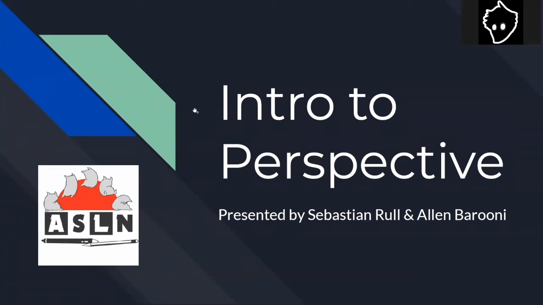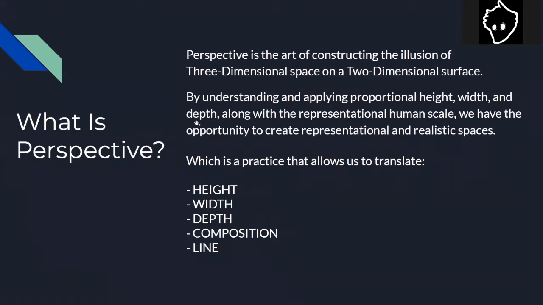Or what is perspective? As you can see right now, perspective is the art of constructing the illusion of three-dimensional space on a two-dimensional surface. And by understanding and applying proportional height, width, and depth, along with a representational human scale, we have the opportunity to create representational and realistic spaces. Now, there are 5 terms to this, as you can see right over here: height, width, depth, composition, and line.